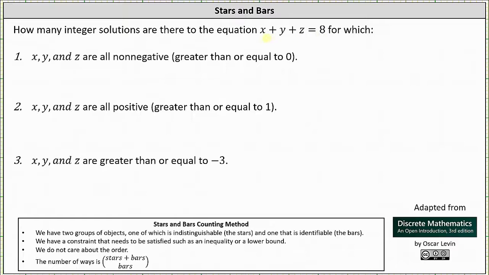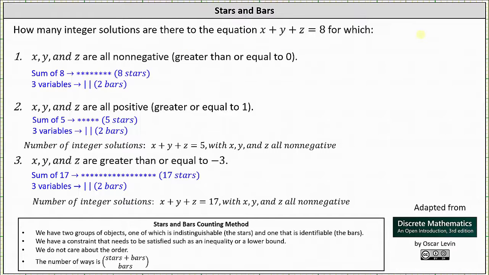So using the stars and bars method for number 1, because x, y, and z are all non-negative, and the sum of x, y, and z is 8, we have 8 stars, and because we have 3 variables, we have 2 bars. Remember, the number of bars is always 1 less than the number of variables, or more generally, the number of bars is 1 less than the number of identifiable items.